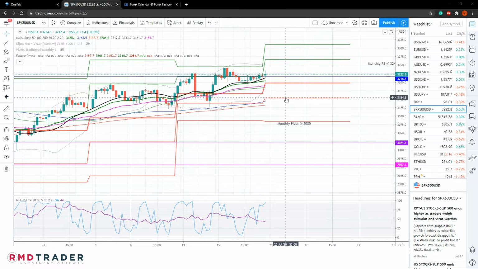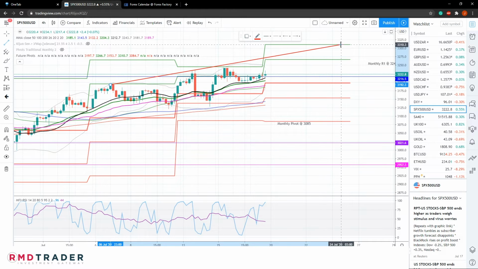And then any break above resistance at this monthly R1 pivot level at 3,240, that would be the high as well of last week. So any break above that level will see us target 3,310 perhaps. That would be very close and perfectly actually on our weekly R2 pivot level. So that would be the upside target for the week to come. And I believe if we do draw a channel from the previous highs, we can see that that will perhaps also meet up around about this area.